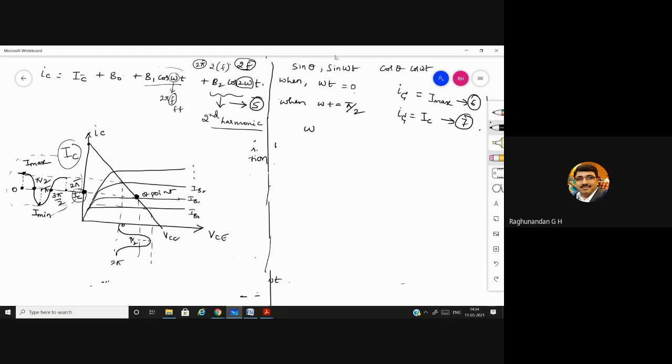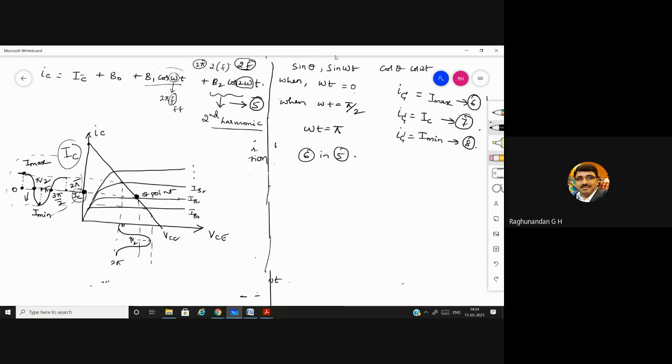Then omega t is equal to pi. At pi, what is the value of the current? I told you to look at the y-axis. It is Imin. So iC is equal to Imin. Take this as equation 8. So now substitute 6 in 5. When you substitute 6 in 5, what is the equation you'll get?